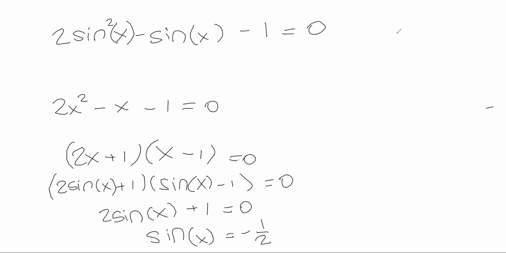And going to the unit circle, there are 2 angles that have these values. One of them is in quadrant 3 and the other one is in quadrant 4. They would be these two.